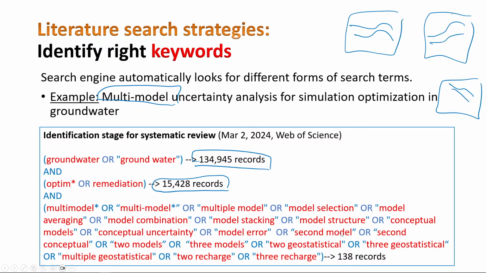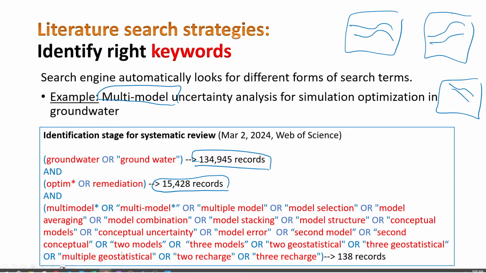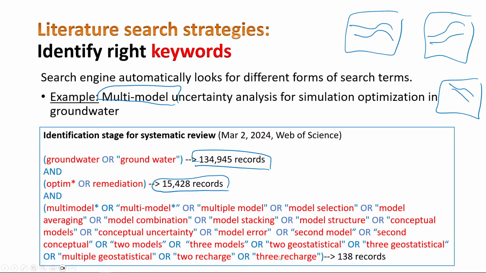Some people will say that we use a second conceptual model, or two or three models, or two geostatistical models. They use two geostatistical conceptualizations, three geostatistical, multiple geostatistical, two recharge, three recharge. So that would be two recharge models, three recharge models. So you see, I put all of them again. This is too much. I know you don't need to do this. I don't expect you to do this, but I'm here.